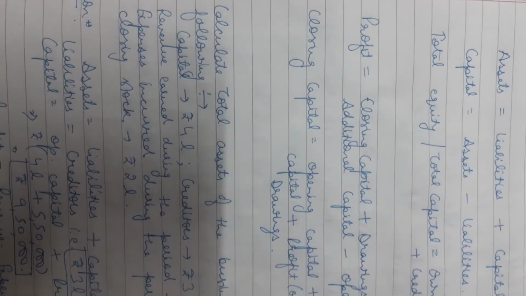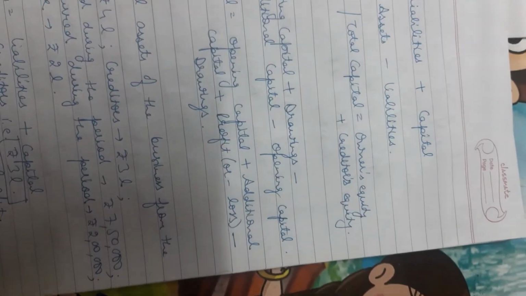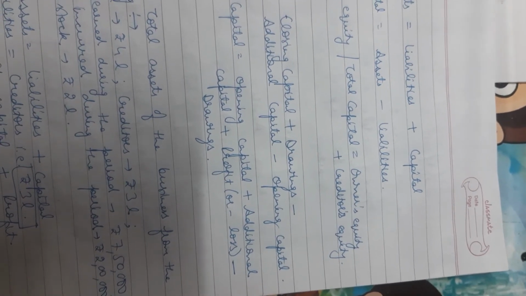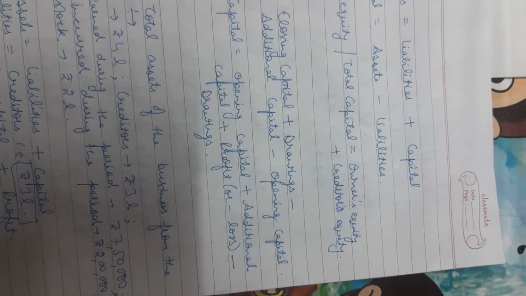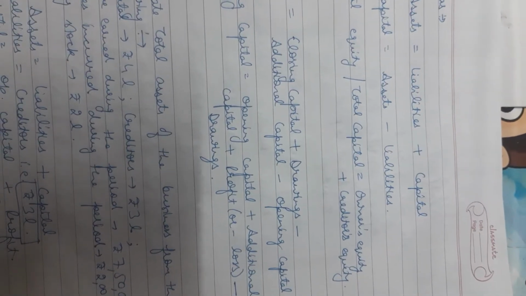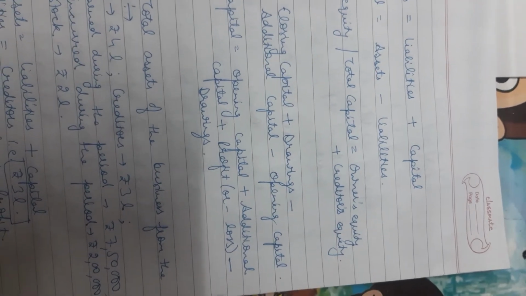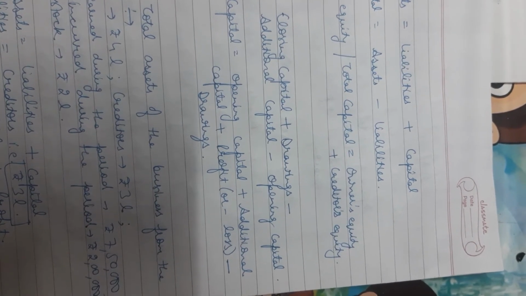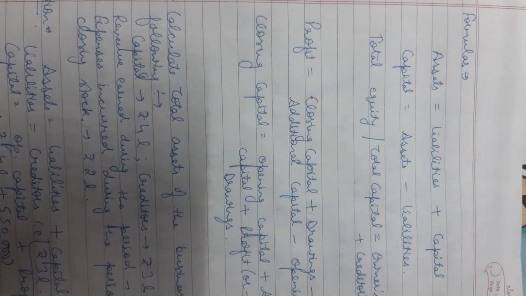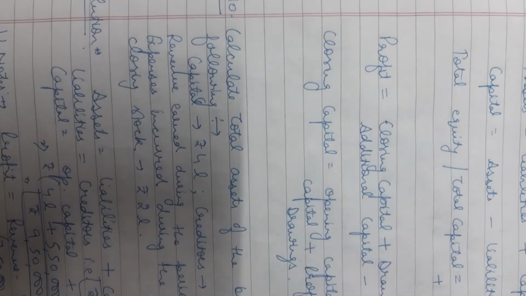Students, how we can get closing capital? If we have opening capital, we'll add additional capital because additional capital increases the capital. Then we will add profit if profits are there, because profits also increase the capital. But if loss is there, that will be deducted because it reduces the capital. If we have drawings in the question, the drawings will also be deducted from the capital and will arrive at closing capital. Now I am taking illustration number 10th, students.